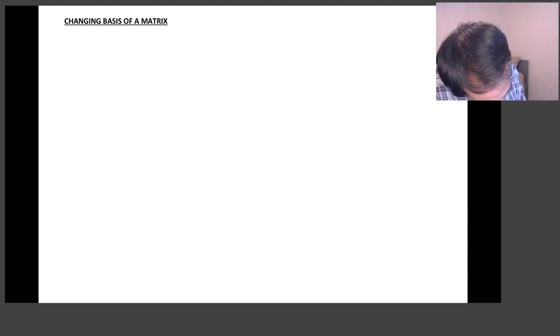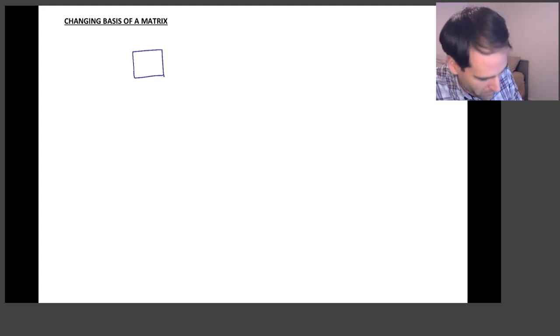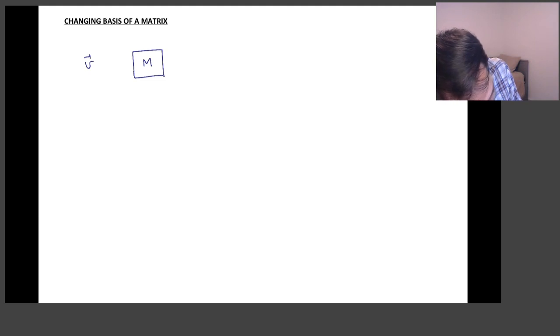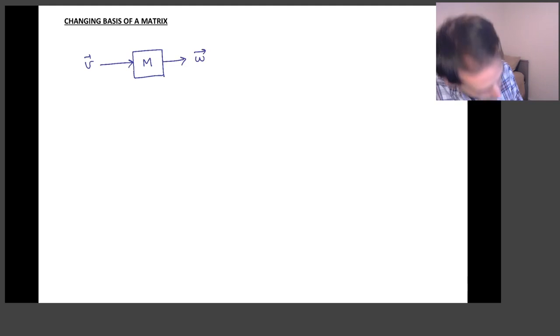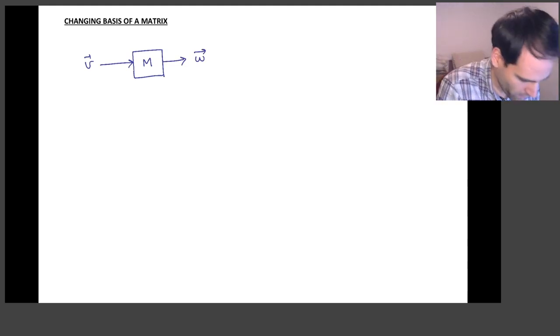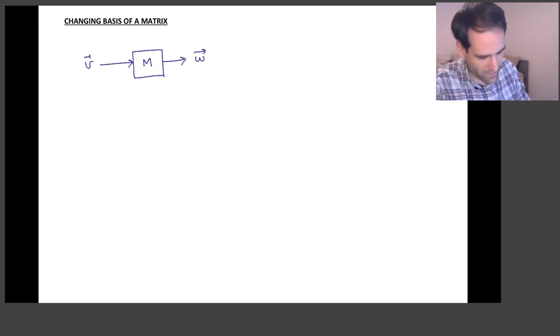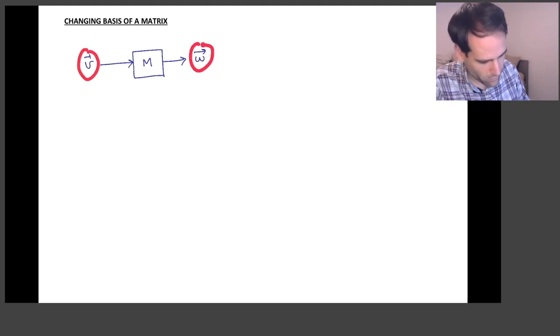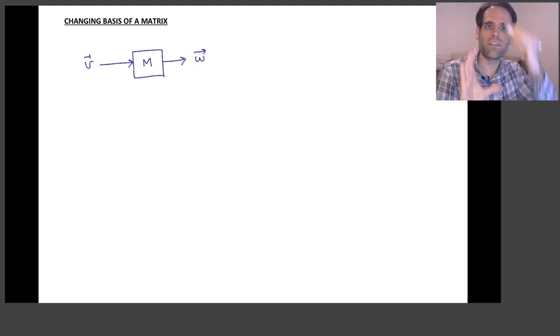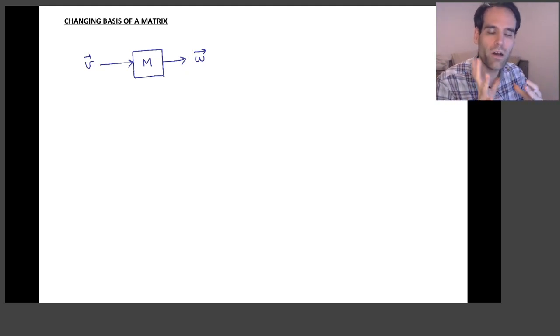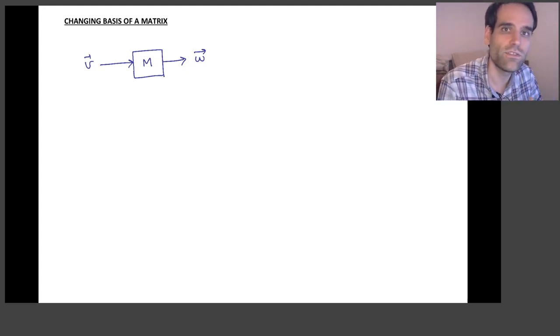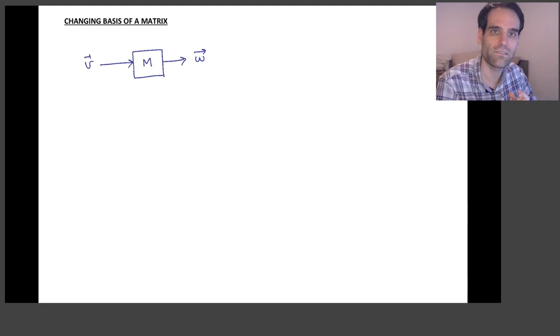Let's say you have a transformation, a linear transformation, and let's say that this linear transformation is represented by a matrix M. So as you know, this linear transformation takes a vector input and converts it into another vector, which is the output. Now, this vector input and this vector output, you usually write as a column vector with the different components. But of course, those components depend on which basis you choose to represent these vectors, right?